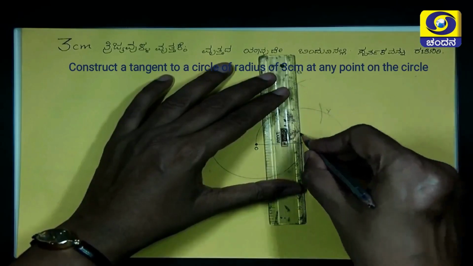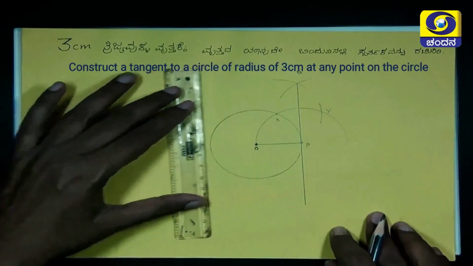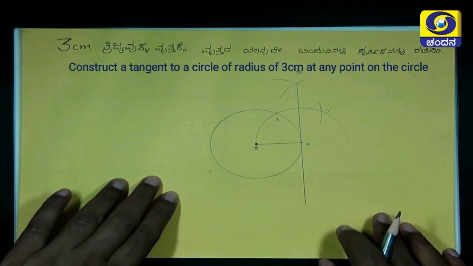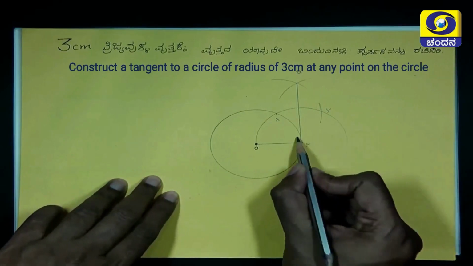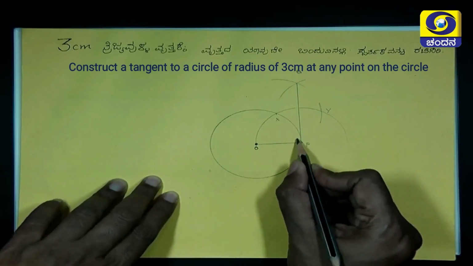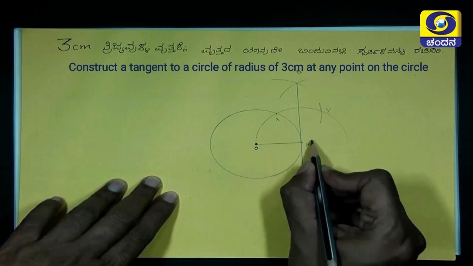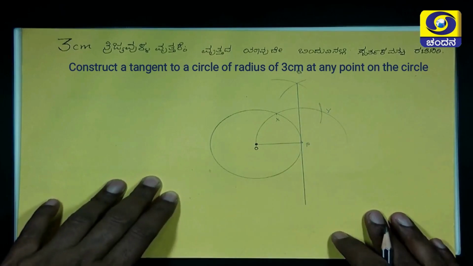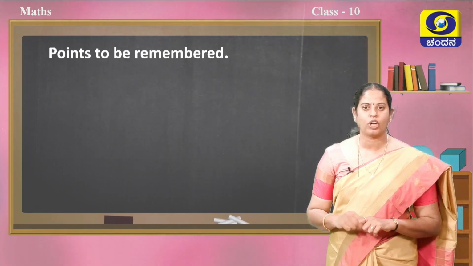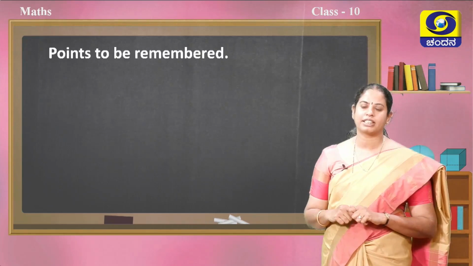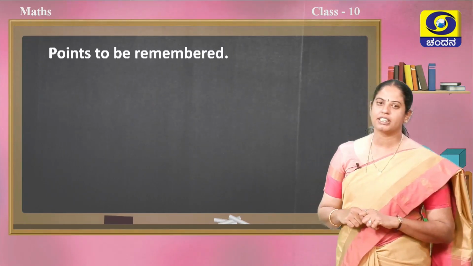With the help of scale and pair of compasses, these are the steps you follow to construct 90 degrees. Why did we construct 90 degrees at the point of contact P? Think, children. Also measure the angle formed at point of contact P between the radius OP and the tangent PQ. You have watched the video, children, and you learned how to construct the tangent on a circle.